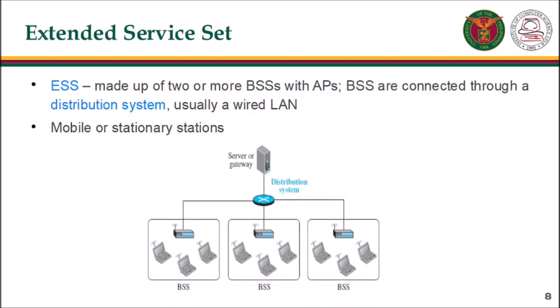An extended service set is made up of two or more BSS with APs. In this case, the BSS are connected through a distribution system, which is a wired or wireless network. The distribution system connects the APs in the BSS. IEEE 802.11 does not restrict the distribution system. It can be any IEEE LAN, such as an Ethernet. Note that the extended service set uses two types of stations, mobile and stationary. The mobile stations are normal stations inside the BSS. The stationary stations are AP stations that are part of a wired LAN.